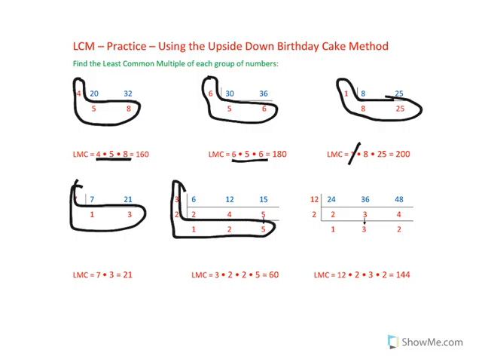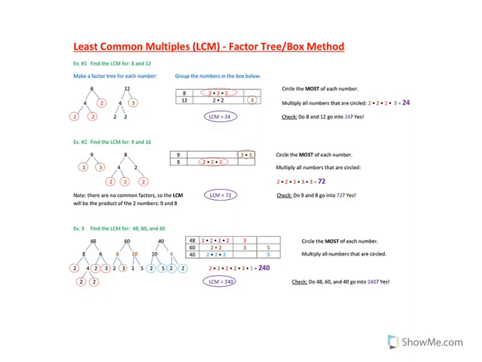3 times 2 times 2 times 5, which is 60. And then 12 times 2. And you'll notice in both these cases, 2 goes into 2 and 4, but not into 3. And over here on this problem, we have 2 goes into 2 and 4, but not 5. All right, how did you do? All right, let's take a look at this one.